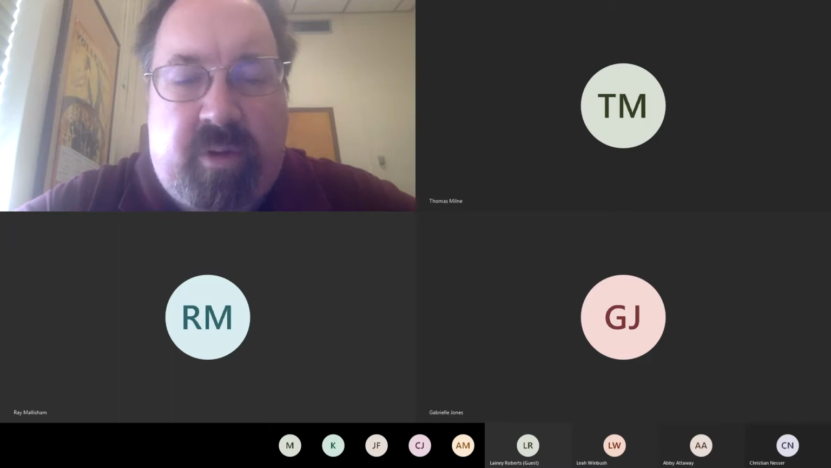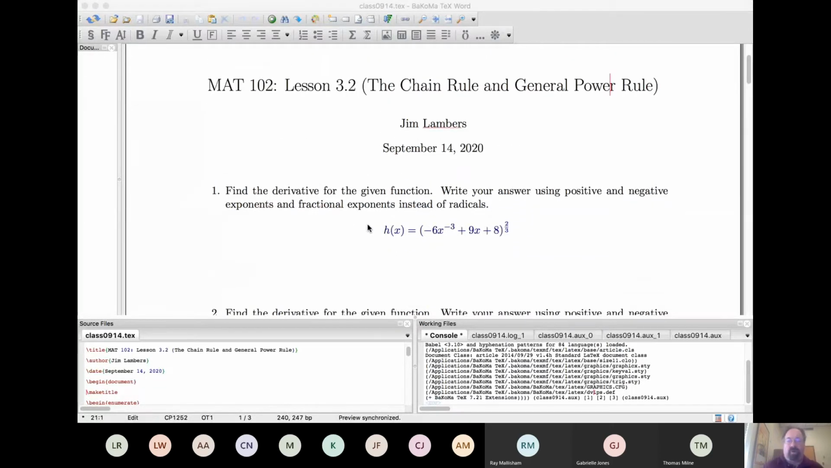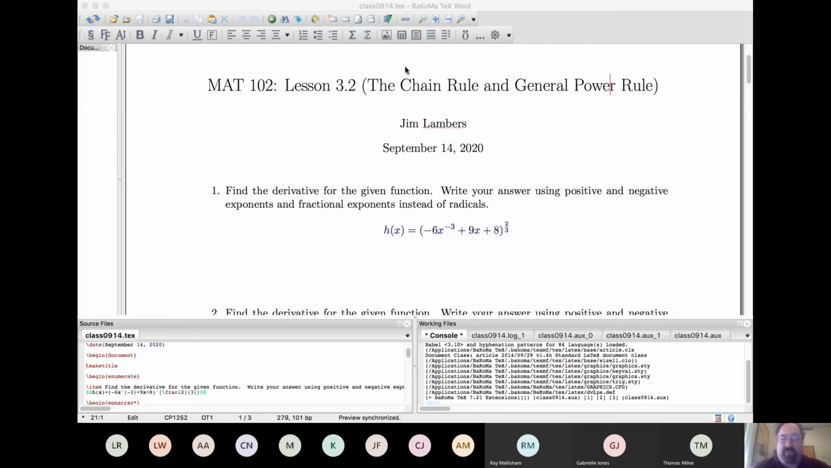Okay, so now we have just this one lesson left to cover. So there's one more differentiation rule that we need. And it's called the chain rule, and then a special case of that is the general power rule, which relates to the power rule that you've already been using. So first, I'm going to take a moment to talk about these two rules, and then in these problems, I'll show you how those rules are used.